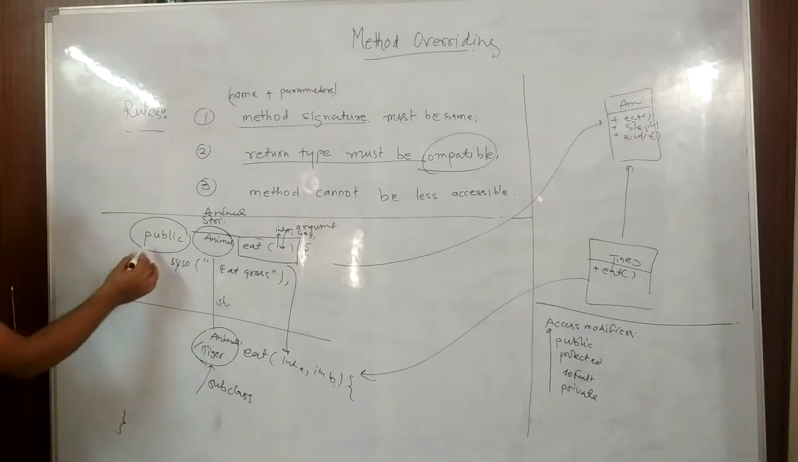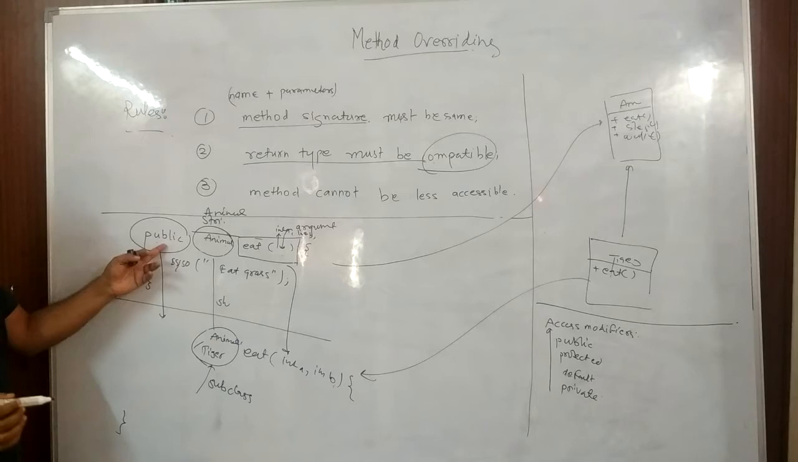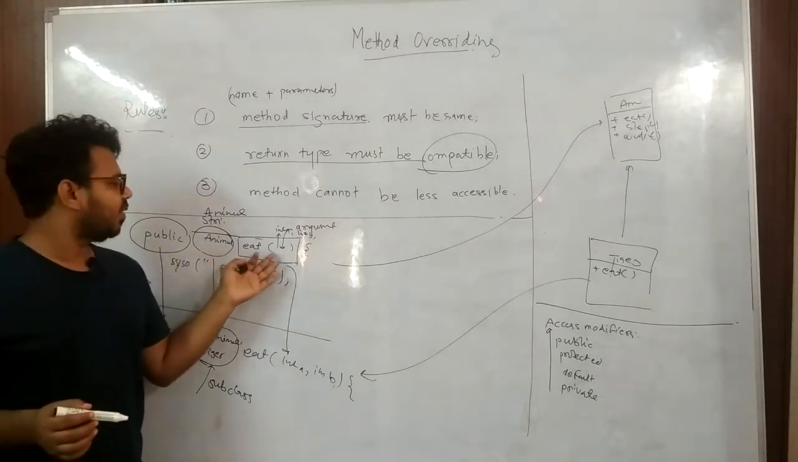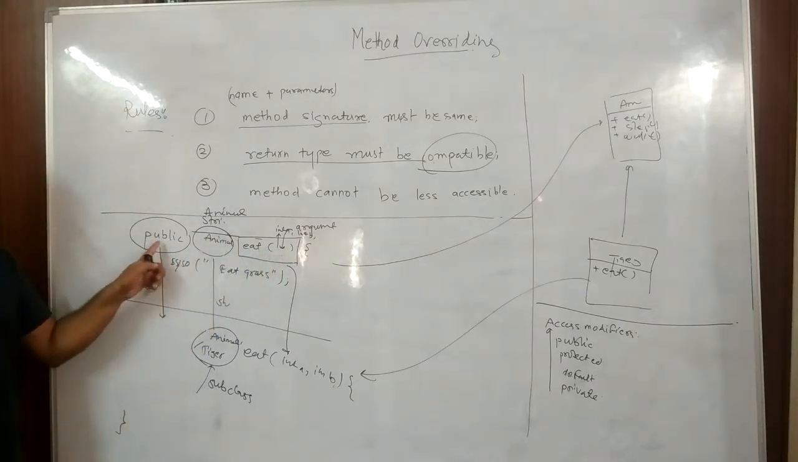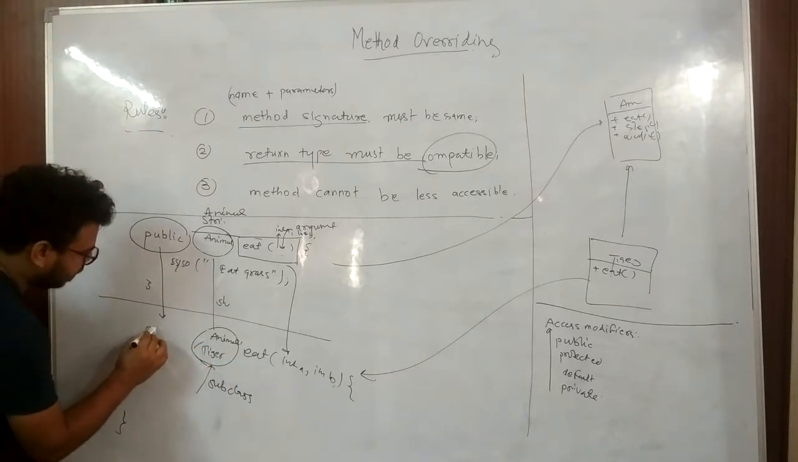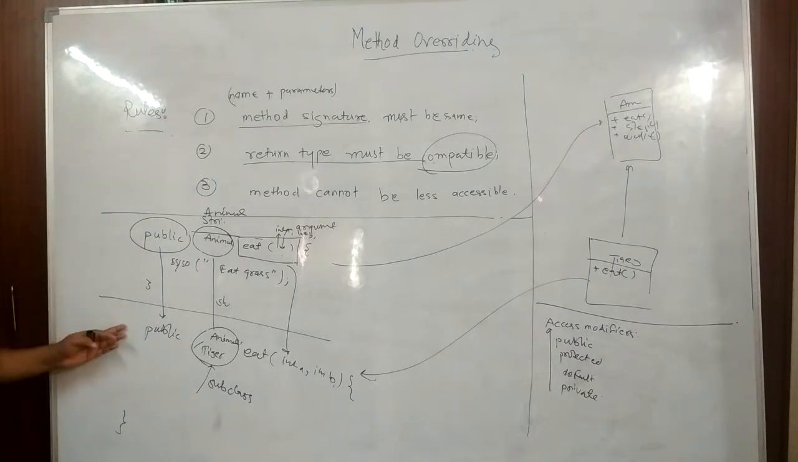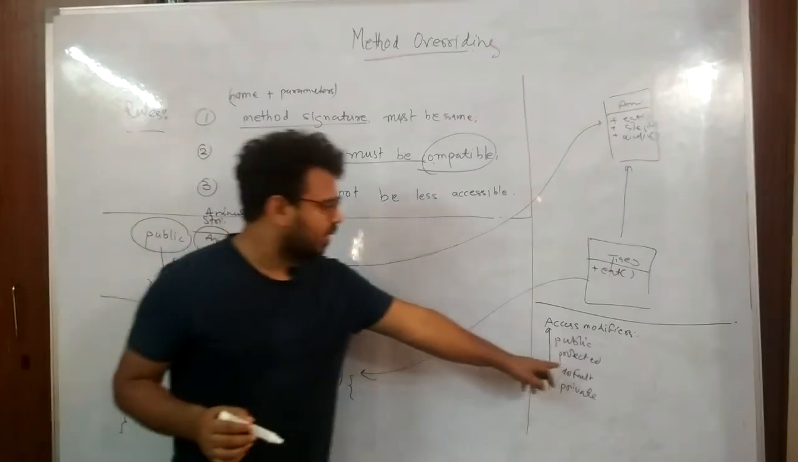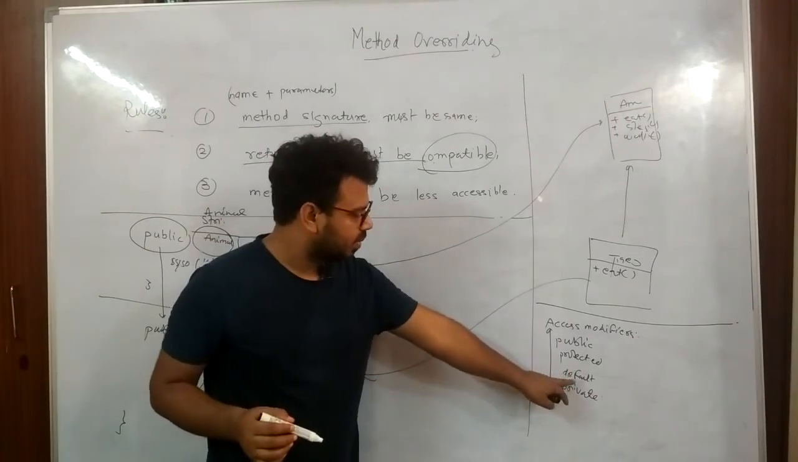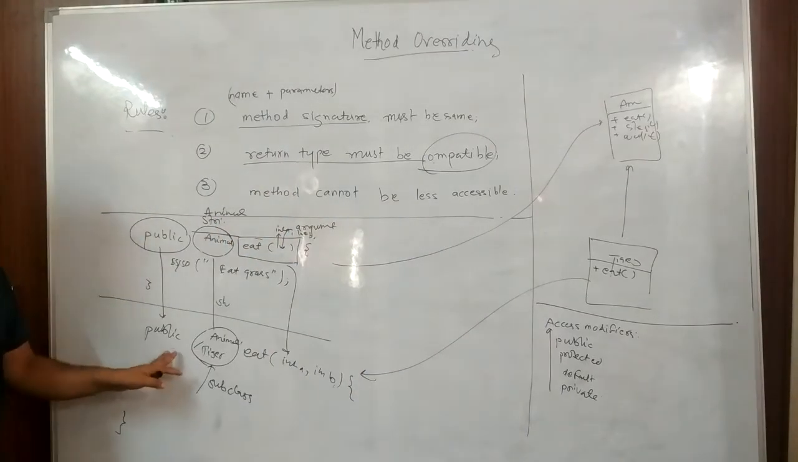So if we have a method defined as public in the parent class, then the overridden method must be public. It could not be protected, default or private, since those are less accessible. If a method is public, then it cannot be other than public.